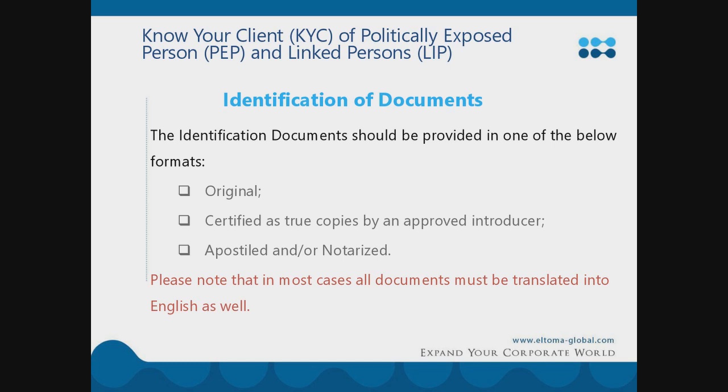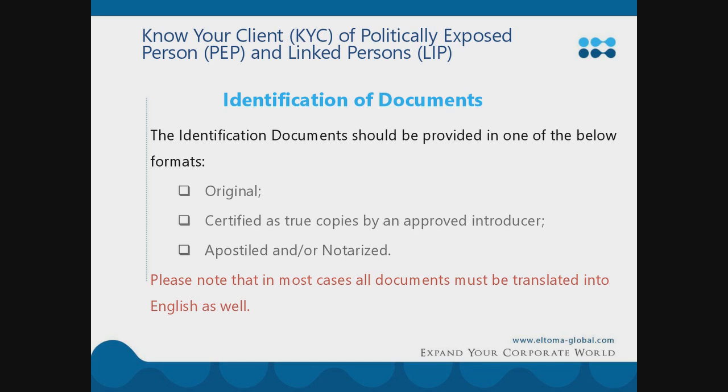Also, please note that all identification documents, such as passport, proof of address, second ID, must be presented to you in 3 different types. First, if you see the client face to face, you see the originals and can confirm them. Second type is when these copies are certified as true copies by your business partner, for example, or licensed partner. And third is apostille or notarized copies.